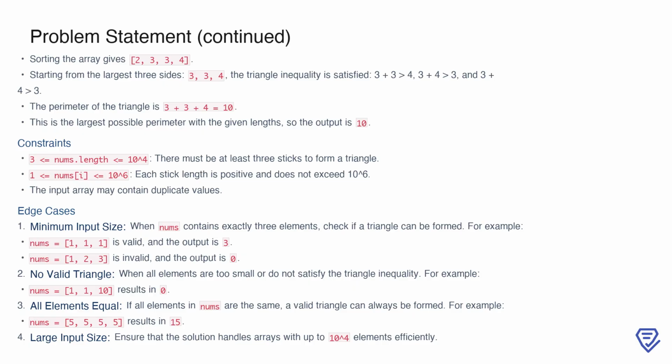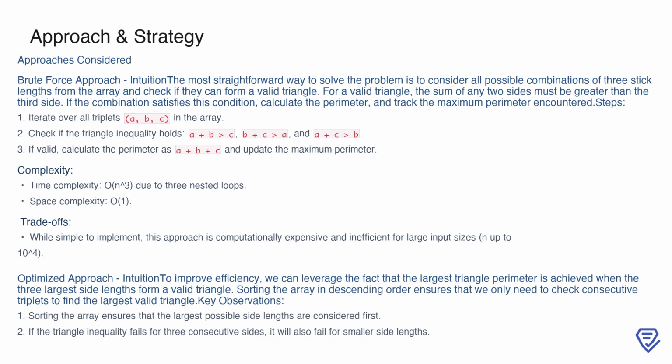Additionally, we must ensure the solution handles constraints like input sizes up to 10,000 in edge cases, such as arrays with just 3 elements, duplicates, or very large values. To solve the problem of finding the largest perimeter triangle, several approaches can be considered. The most straightforward is the brute force approach. Here, the intuition is simple: we examine all possible combinations of 3 stick lengths from the array and check if they can form a valid triangle.